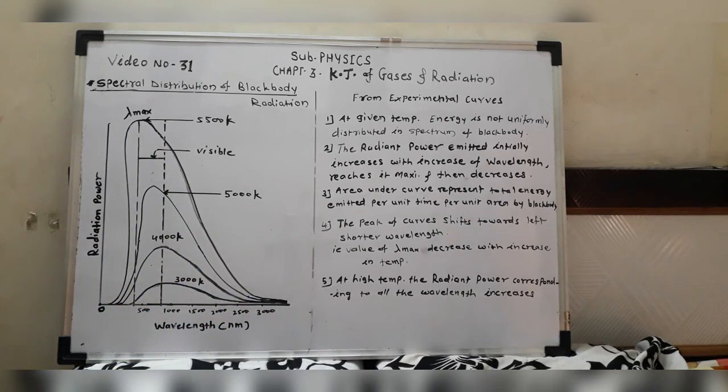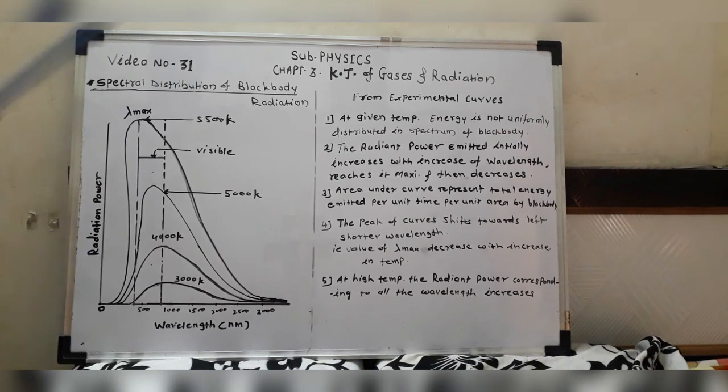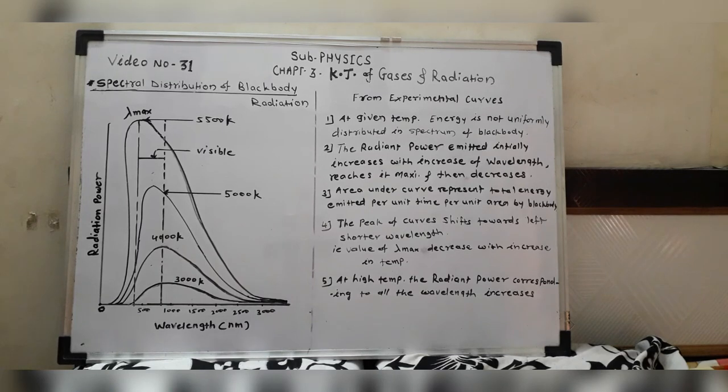These are the observations from the experimental curves of radiation power against wavelength, given by the two scientists Lummer and Pringsheim, who studied the energy distribution of the black body and gave this graphical representation. And from this experimental curve they gave some observations, which are very important.